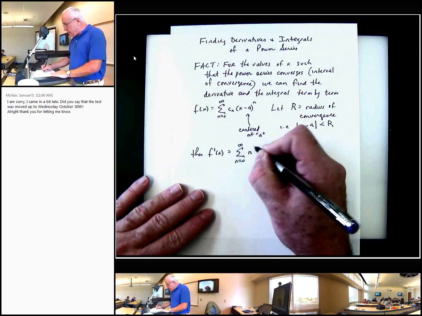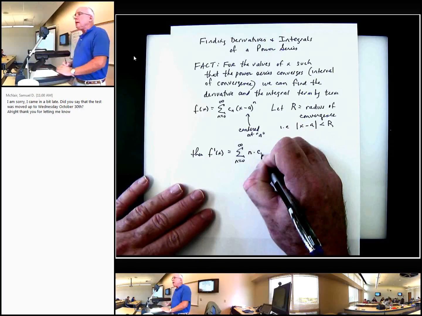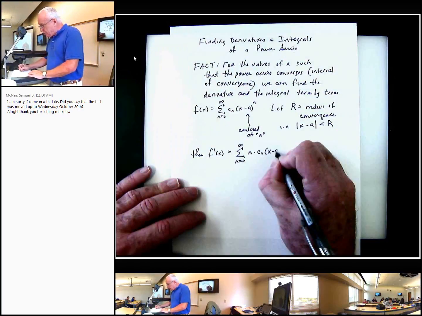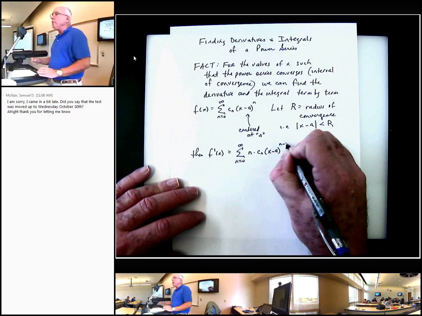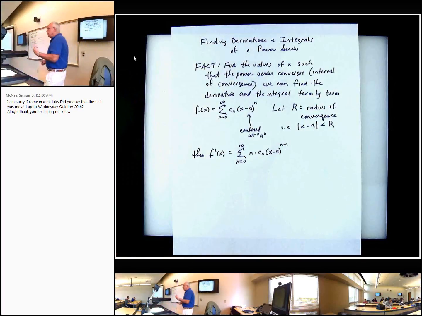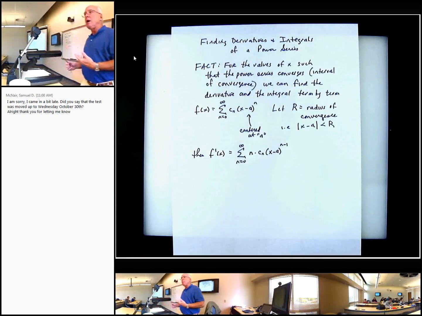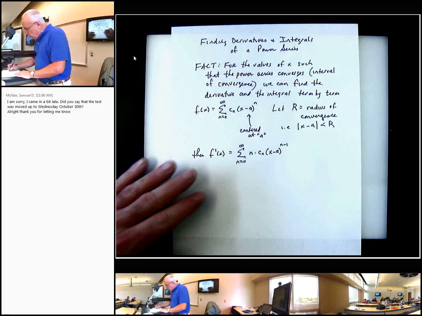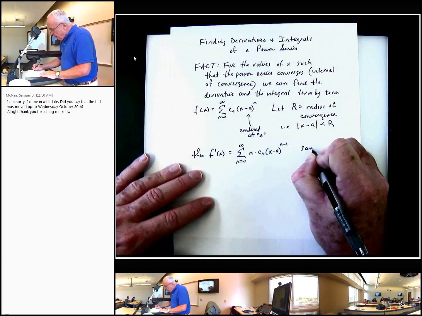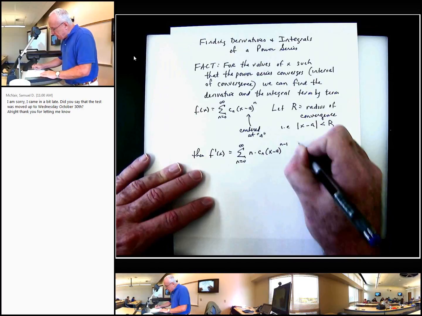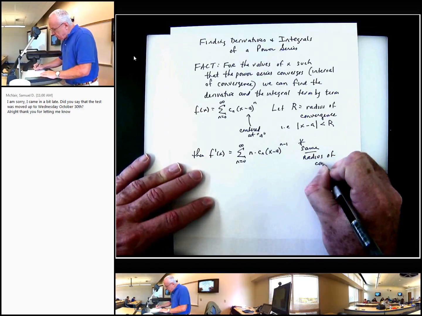So we bring down our exponent, multiply it by the Cn, and we reduce the exponent of the x minus a by 1. And then with the chain rule, we don't have to do anything further because we just have a 1 there. So this would be our derivative of the power series. And this is also the same radius of convergence. So that's important to remember. Same radius of convergence.